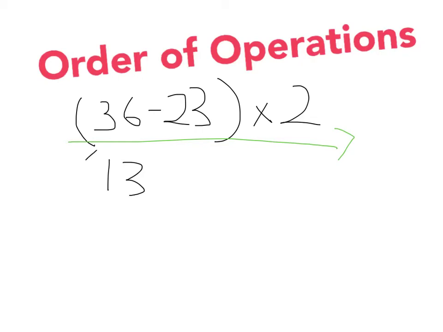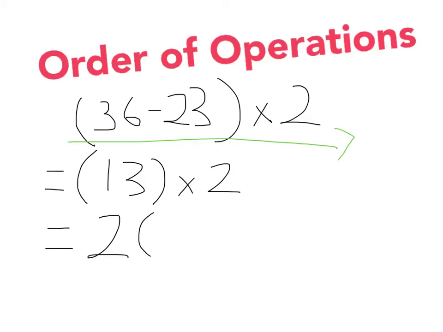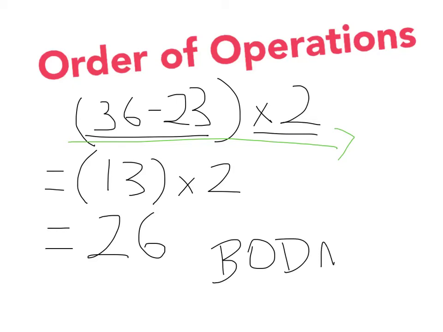Okay, now I've worked out what's in the brackets. I can keep the brackets there if I want. That tends to be a good way to do it, remain consistent. And then it's 13 multiplied by 2, 26. I do the brackets first and then I do my multiplication. I work left to right because it's brackets, orders, division, multiplication, addition, subtraction.